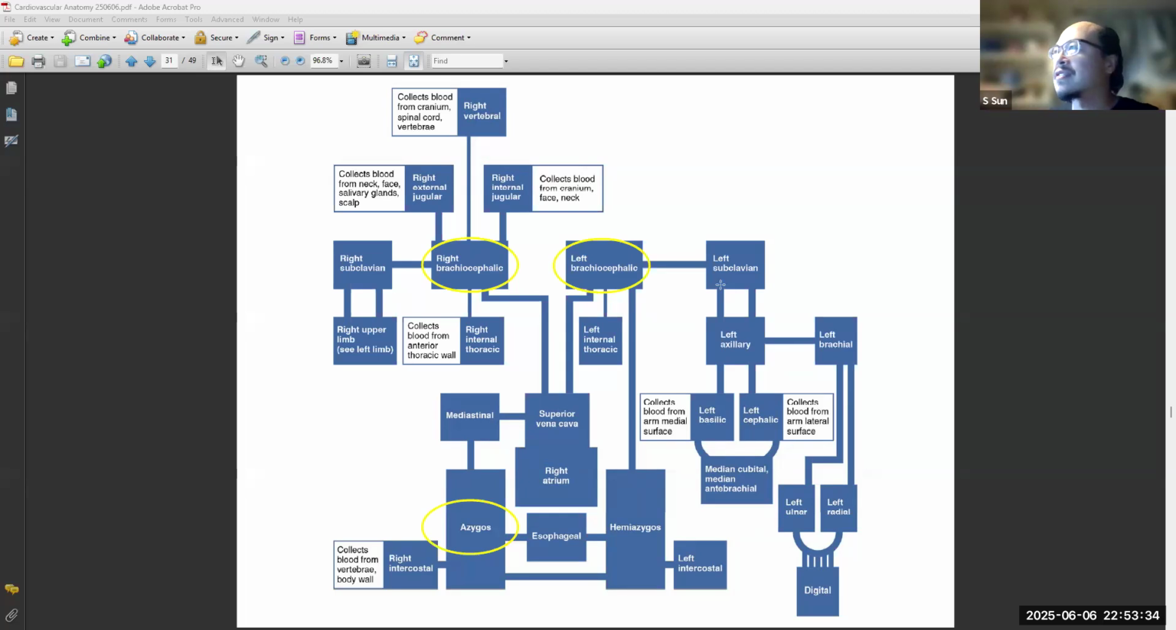Here, the subclavian drains the blood from the arm. You have the deep veins. That is the axillary, and then going into the brachial, so that's a deep vein, then radial and ulnar, so that's a deep vein. You also have superficial veins. Superficial veins are basilic, and it comes from the medial surface.